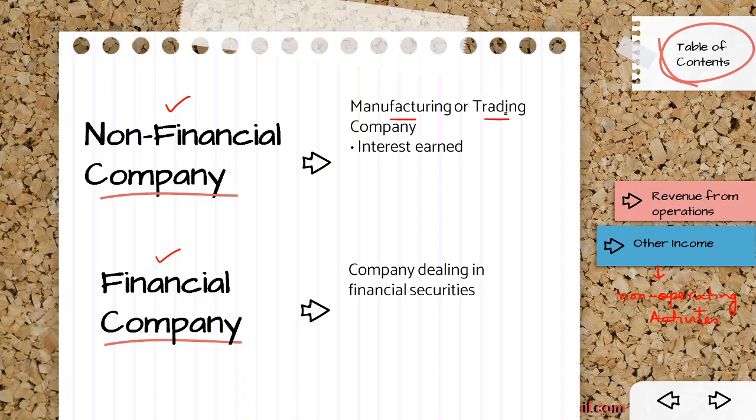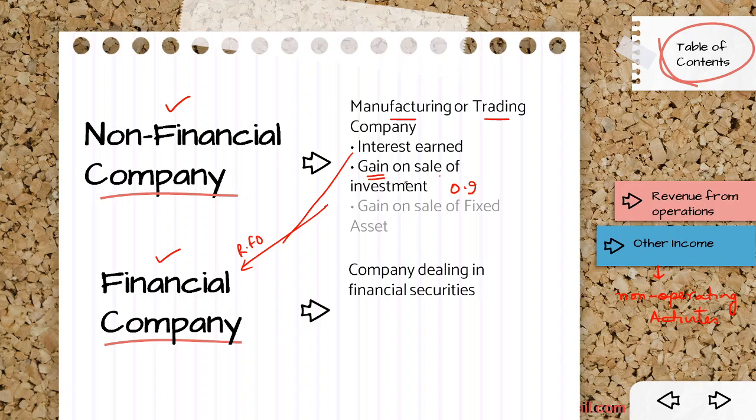So any interest earned on any investment made in debentures, any dividend earned, any gain on sale of investment, where previous investments held are sold and a gain is made on that. Now the same gain on investment was revenue from operations for a financial company, but for a non-financial company, gain on sale of investment will be other income. But this same thing, if we talk about a financial company, for them it will be revenue from operations. Same goes for interest earned also.